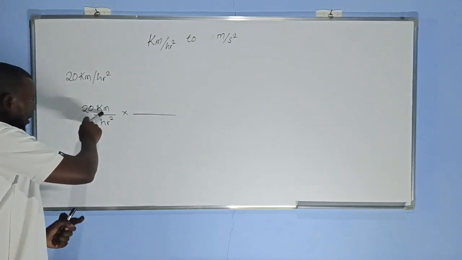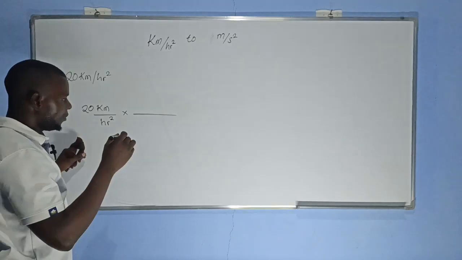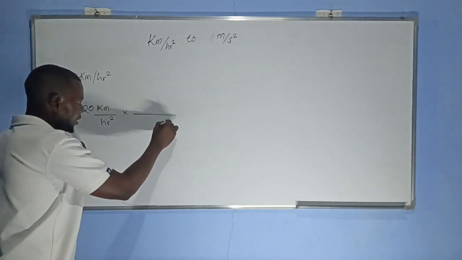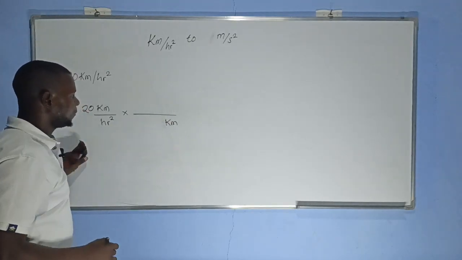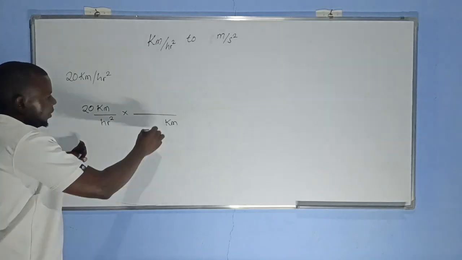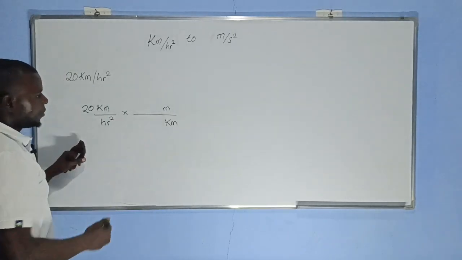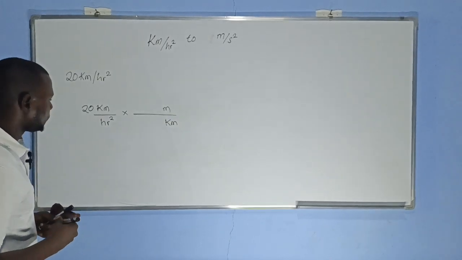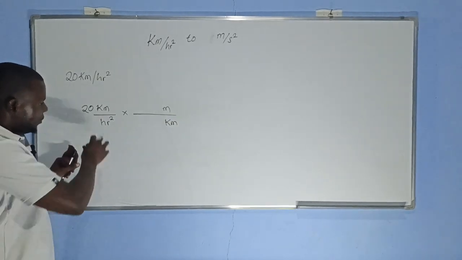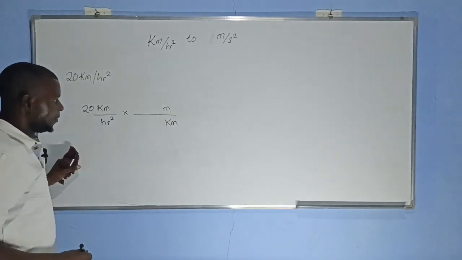Since this kilometer is on top here, in order to get rid of it, we need to put it down here so that the units can cancel. Then the units of interest we are looking for are meters, so we'll put them on top there so that they can remain. In this case, this and that will cancel, meters will remain.